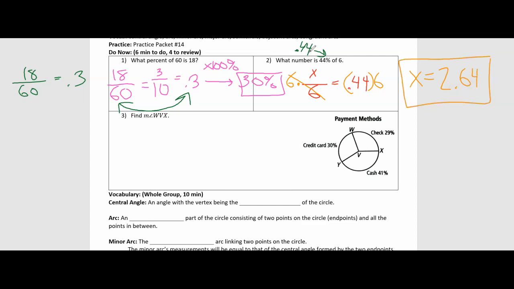So 2.64 is 44% of 6. That makes sense. 3 would be 50% of 6, so something a little bit less than 3 would be 44%.